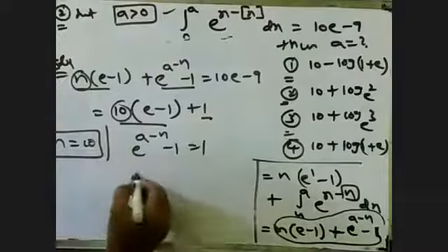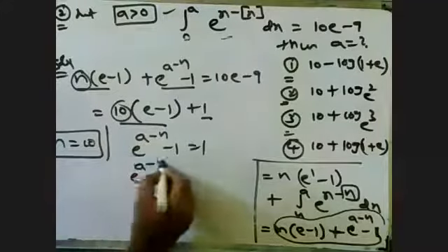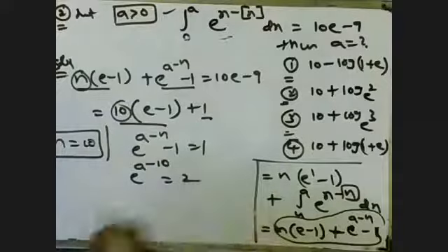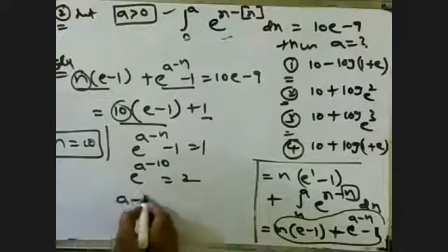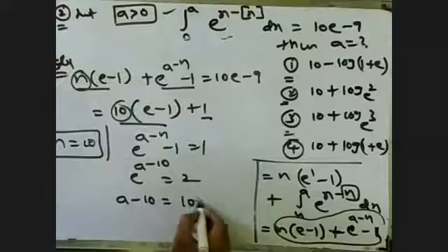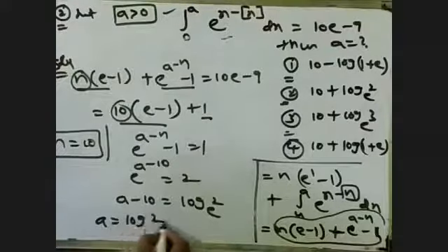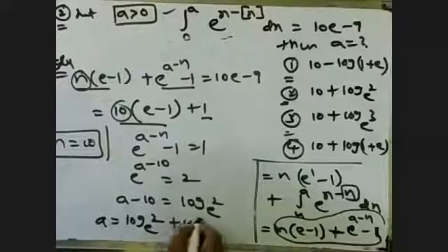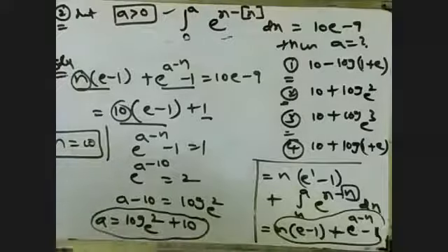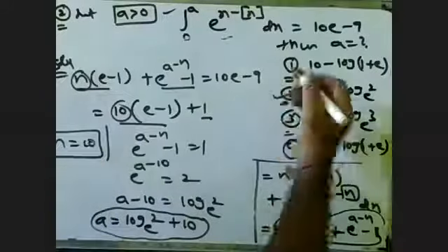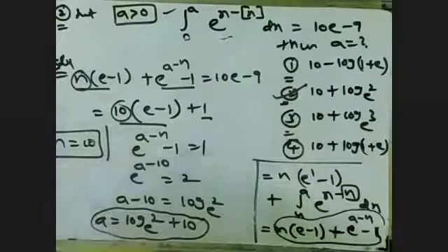We already got n equal to 10. So a minus 10 is equal to log 2 base e. So a is simply log 2 base e plus 10. So this is the value: 10 plus log 2 base e.